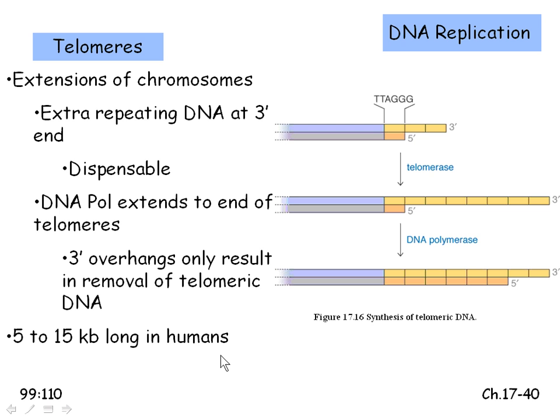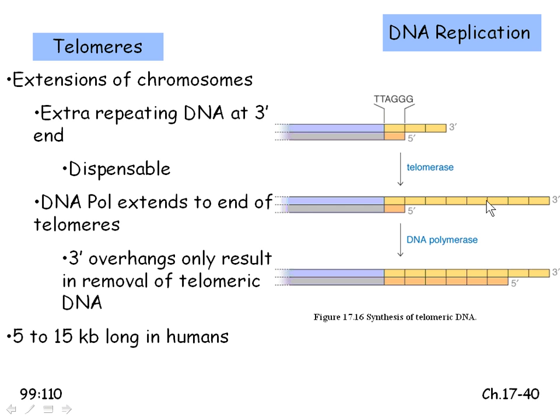Telomeres are basically extensions of chromosomes. They are extra repeating units of DNA that are added on to the 3' end of the chromosomes. Now these fragments of DNA, you can see each of these little blocks here in this picture represent one of those repeating units of DNA. They don't really encode anything, so it's not really important for transcription. It's important for protecting the chromosome. But essentially, these telomeres are dispensable. They can be removed without any cost to the cell.